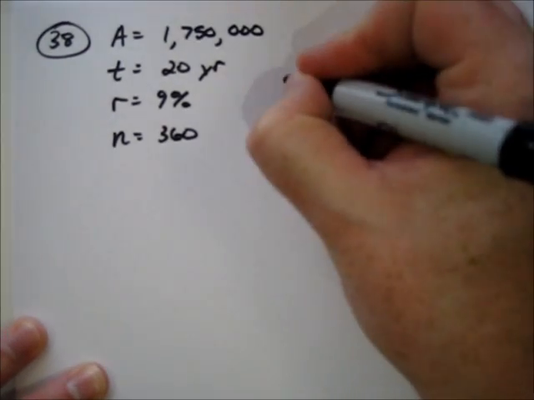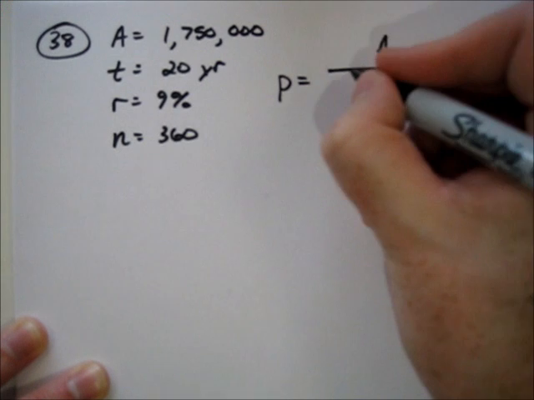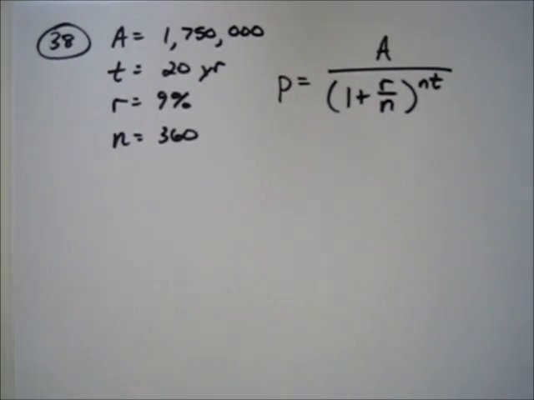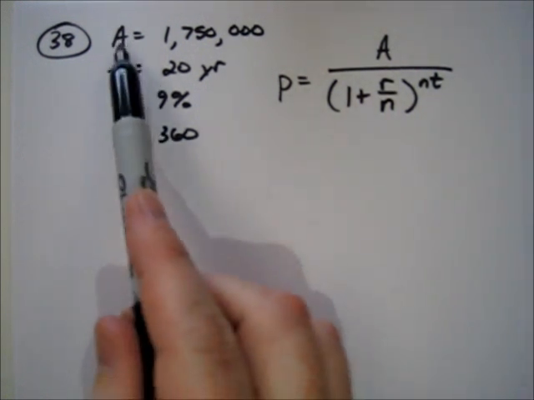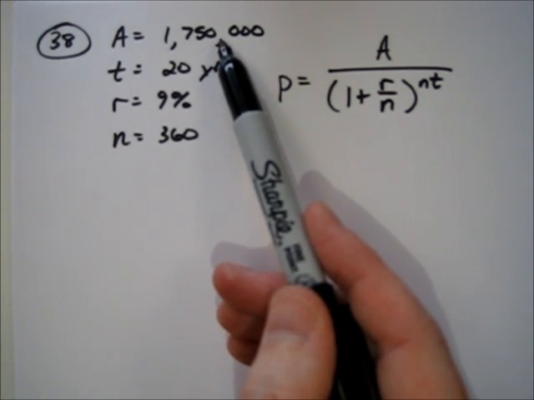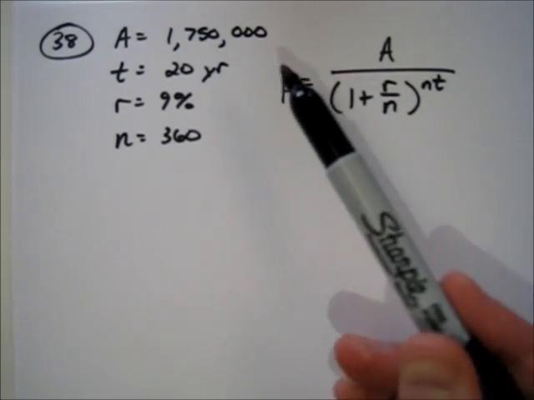And the formula for present value is P equals A over 1 plus R over N to the NT. It's very similar to the compound interest formula. In fact, it is the same formula. It's just switched around using algebra to solve for P instead of A. You'll notice I wrote that A equals this amount, not P, because this was a future amount, not what they currently have. We want to know what they currently need in order to have that amount.